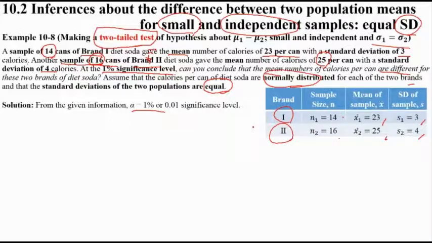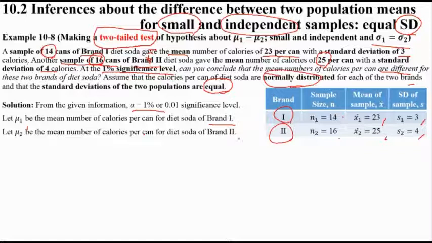Okay, all right. So first, mu1, the first population, will be brand 1. The second population is brand 2. So first population, second population. This x1 is the sample for the first population, and x2 is the sample for the second population, which are brand 1 and brand 2. Do you understand that?